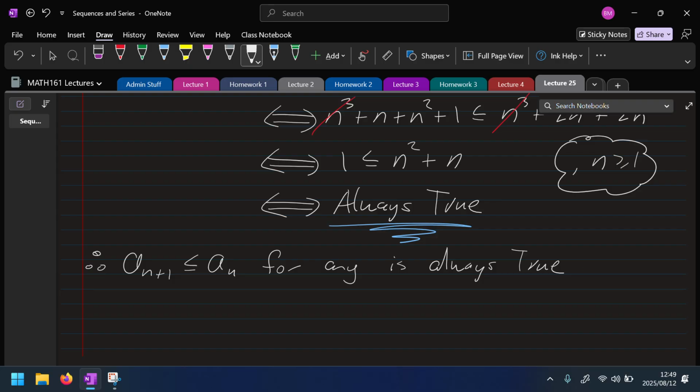Okay, so a_{n+1} is less than or equal to a_n for any n. For any n is always true. Okay, well, that's the definition for decreasing, so it must be decreasing. All right. Any questions? Yeah?